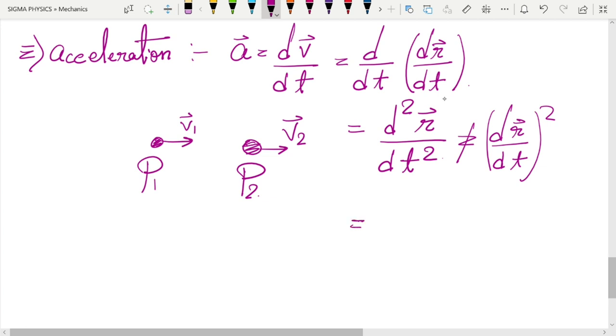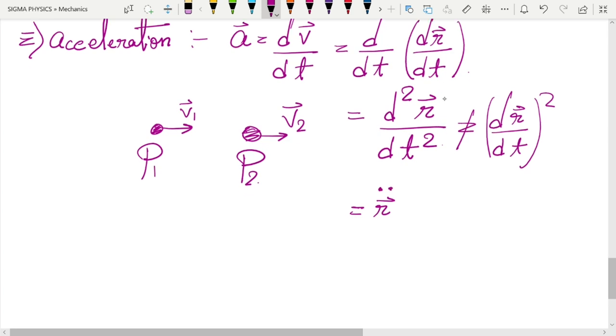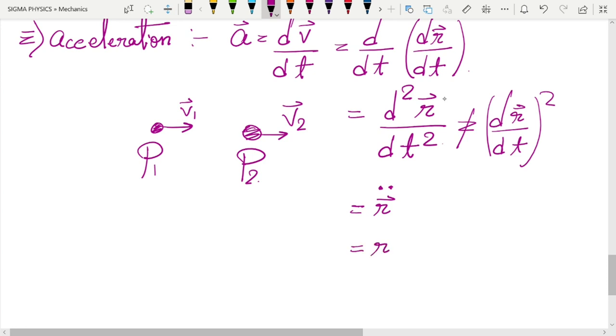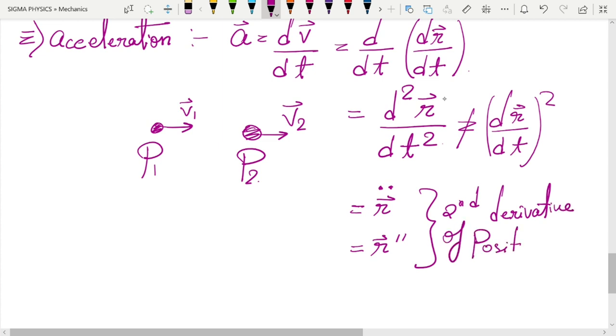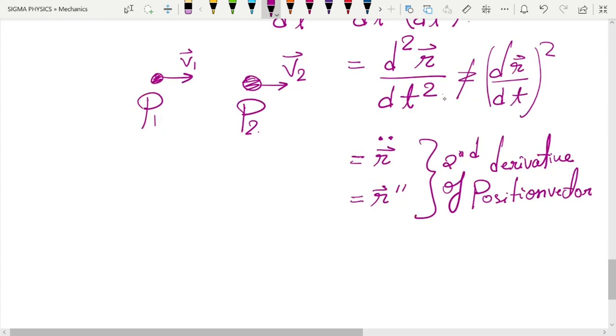So d square r upon dt square is not the same as dr upon dt, right? And it is also represented in Newton notations by double dots, or it can also be represented like this, double prime, and there are many such notations, but these are some of the most famous notations. So here, d square r upon dt square, or all these notations, are known as the second derivative of position vector with respect to time.